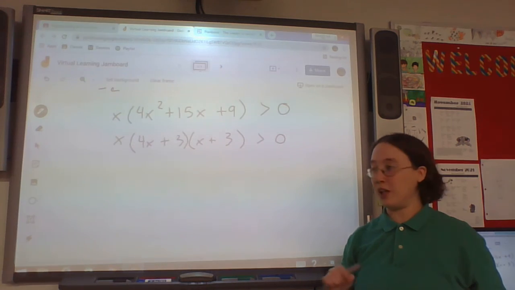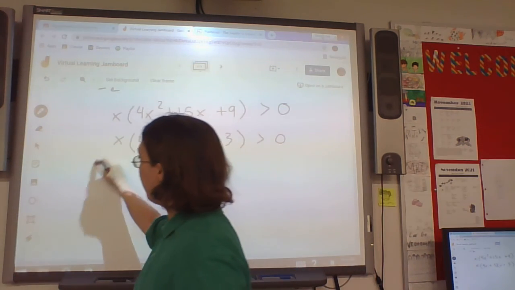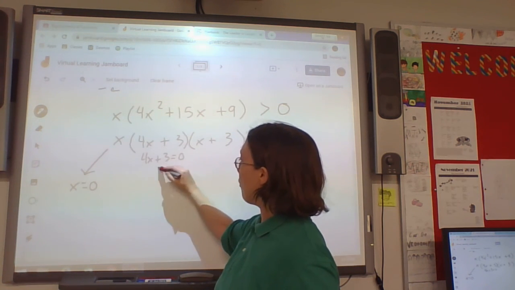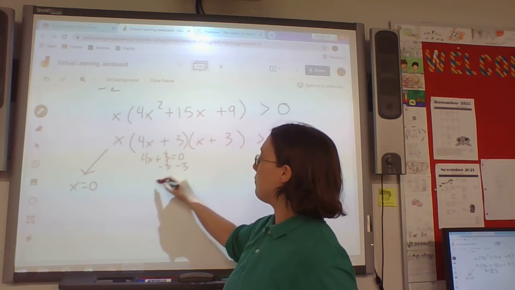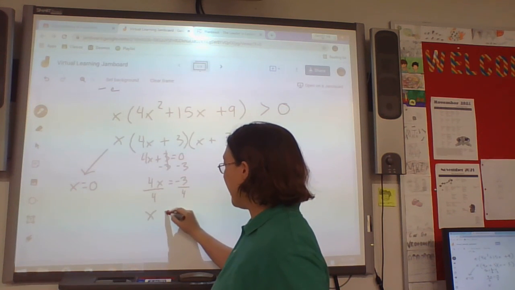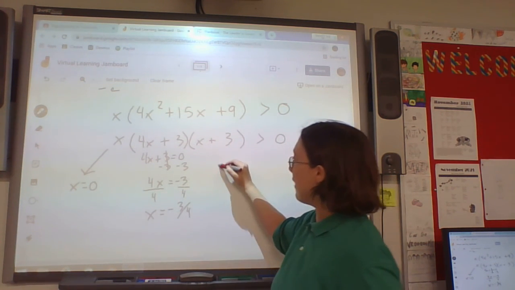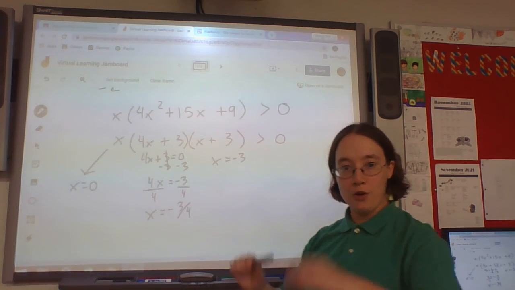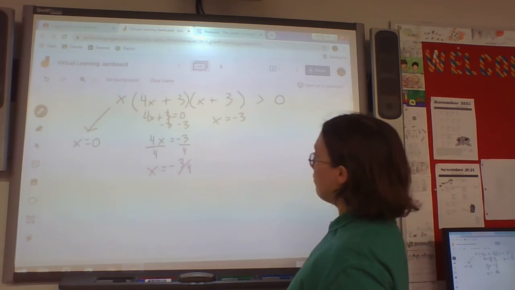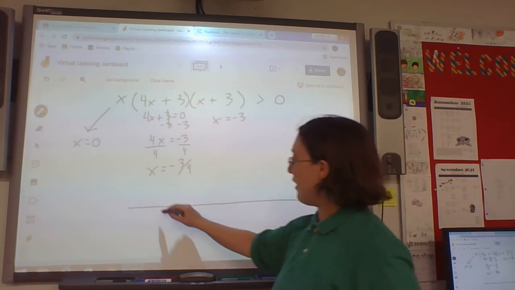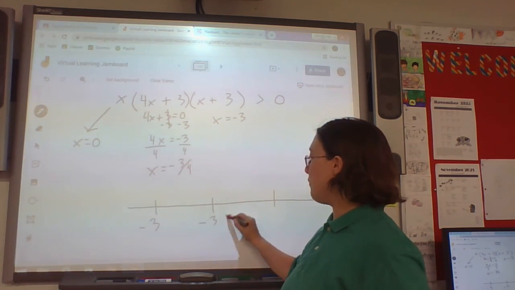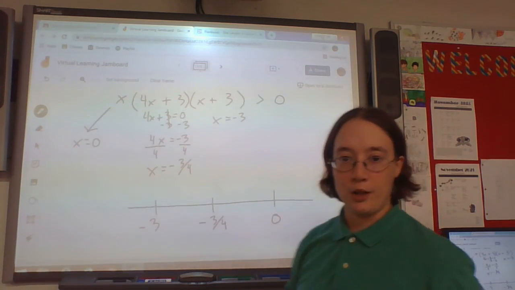Okay, so now if we're looking for where that equals 0, we've either got x equals 0 here, or if we solve x plus 3 is equal to 0, we're subtracting 3. We're dividing by 4, so we've got negative 3/4. Or over here, we've got x equals negative 3. So those are our 3 x-intercepts. Those are our 3 things that are going on our number line. So we've got a negative 3, a negative 3/4, and a 0.